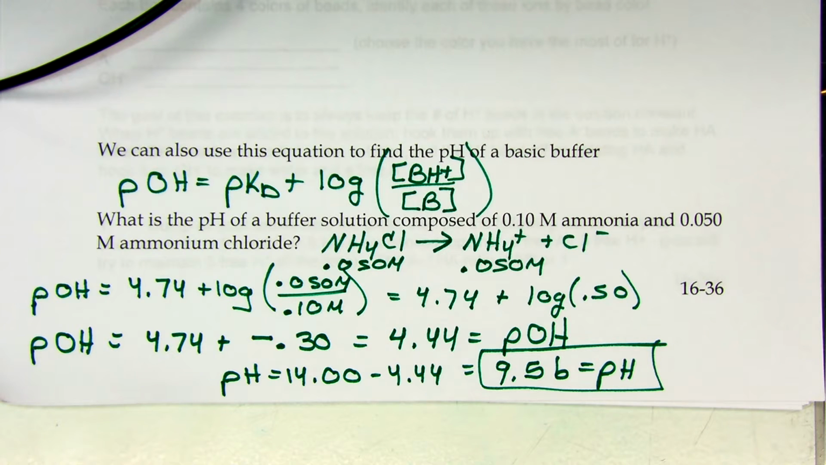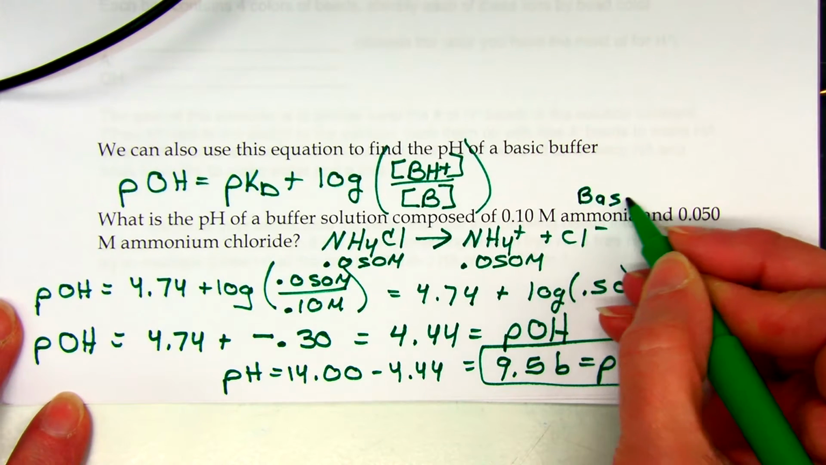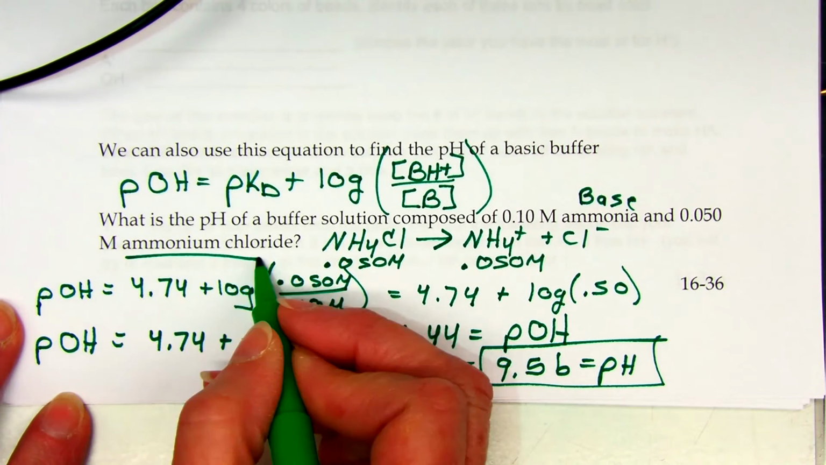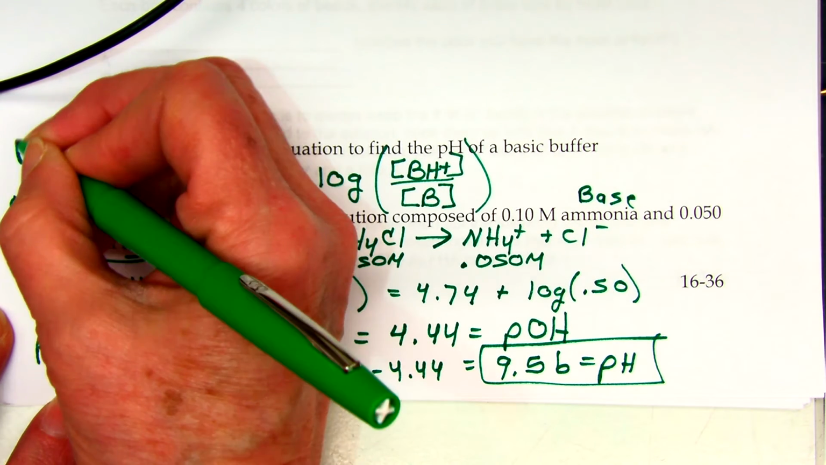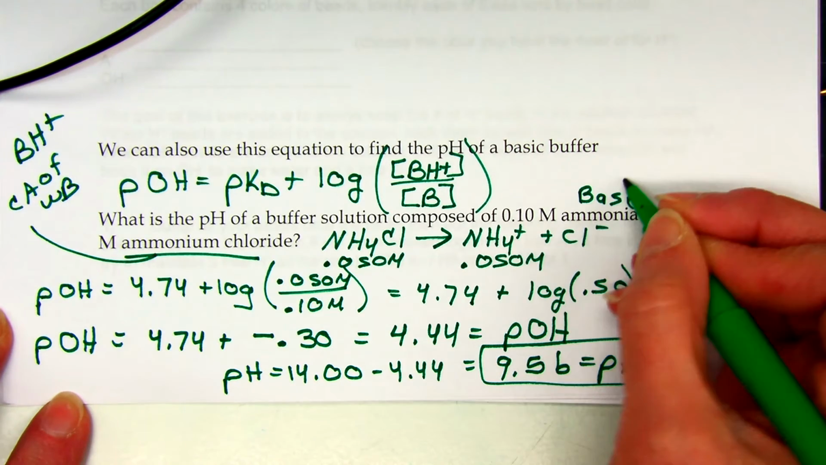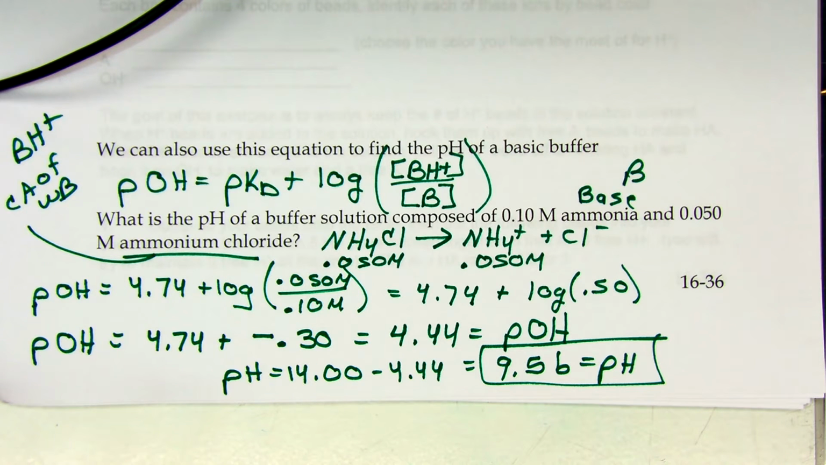Yes? I hope I did this right. Okay, because 0.10 is ammonia, this is our base, and 0.050 ammonium, this is our conjugate acid of the weak base. This is our BH+, and this is our B. And BH+ goes on the top. Remember, when we started equilibrium, we always said products over reactants for our Ka's. And so we're being consistent. We have the product on the top and then the reactant on the bottom.